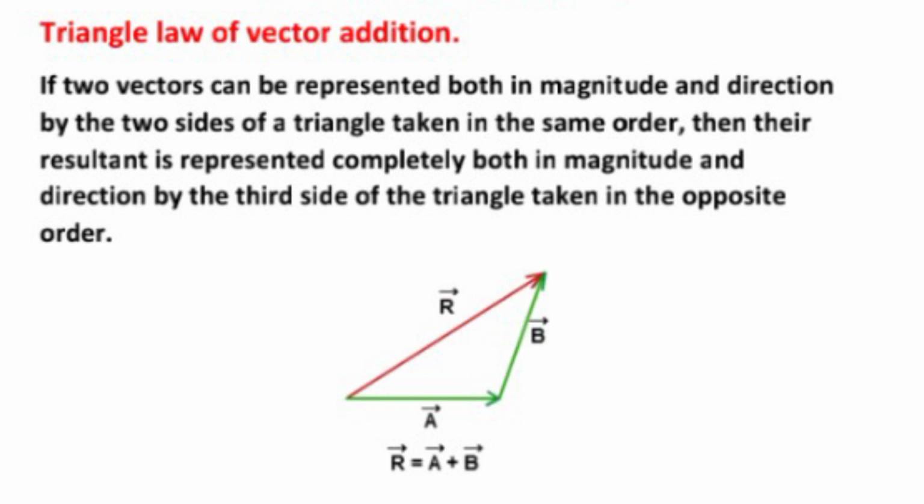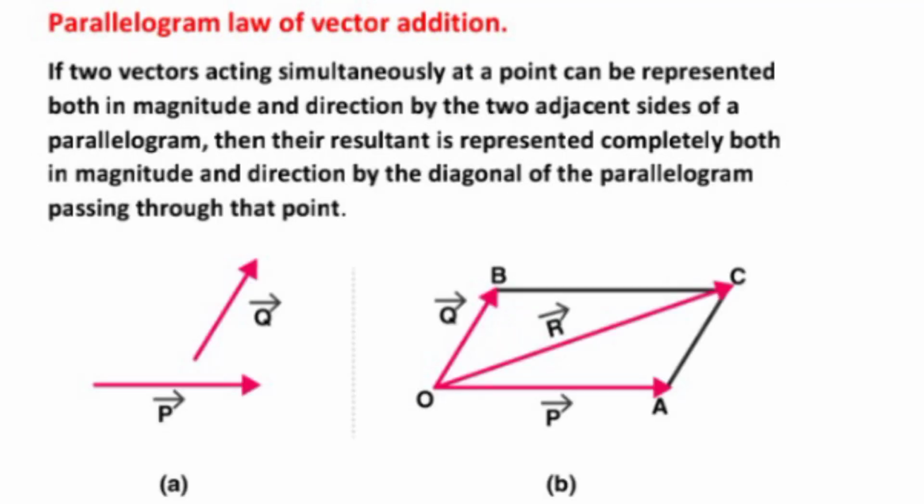Triangle law of vector addition. If two vectors can be represented both in magnitude and direction by the two sides of a triangle taken in the same order, then their resultant is represented completely both in magnitude and direction by the third side of a triangle taken in the opposite order.